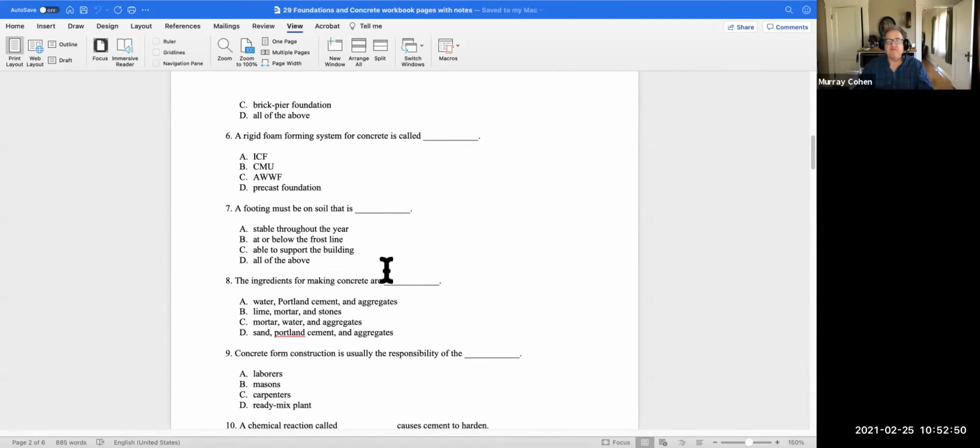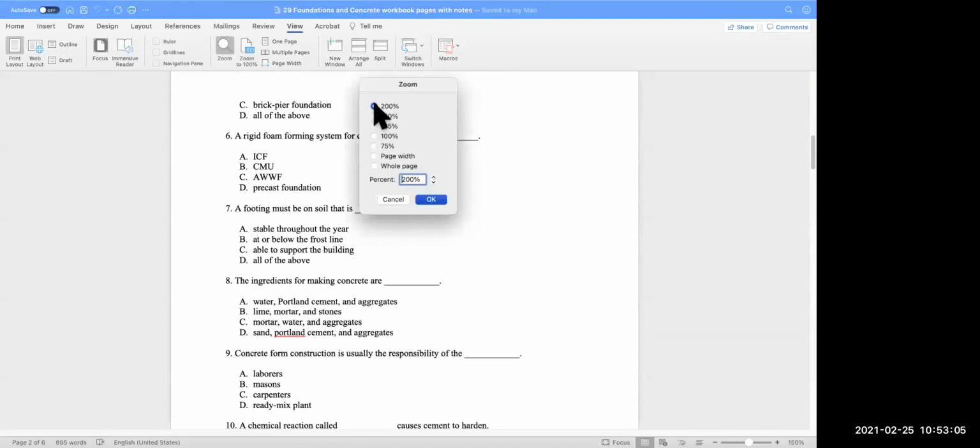Number 7, a footing must be on soil that is stable throughout the year, at or above the frost line, able to support the building. I will go with C.